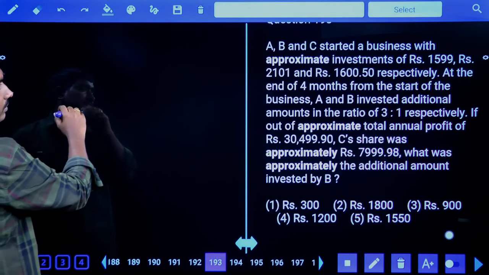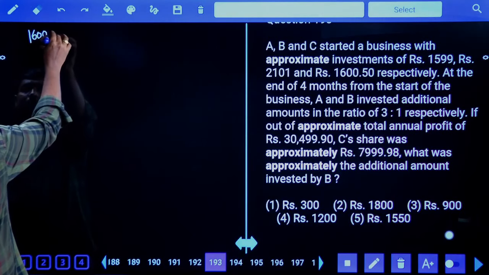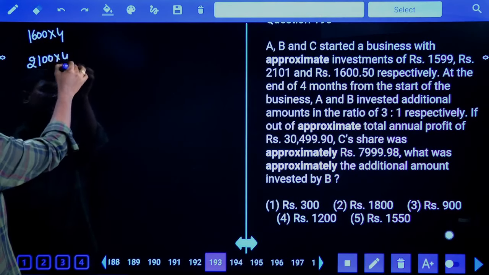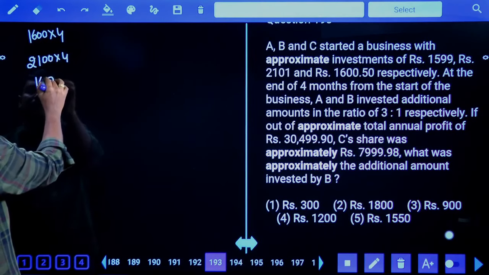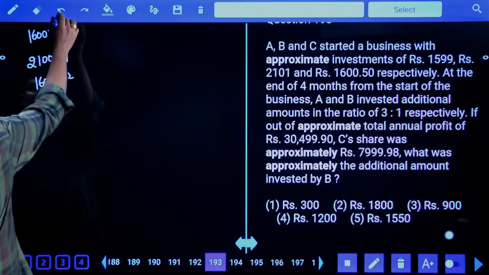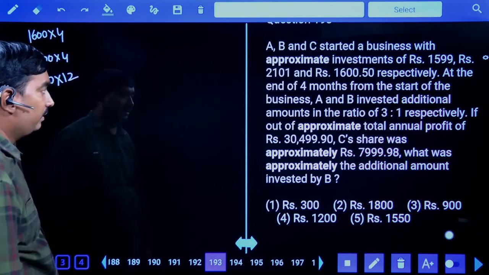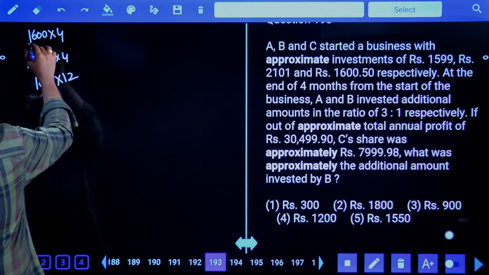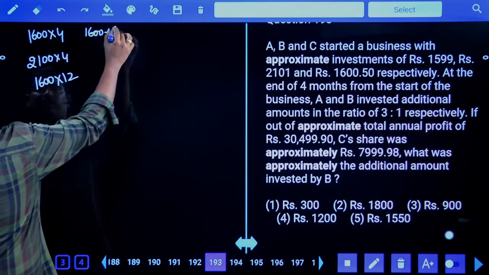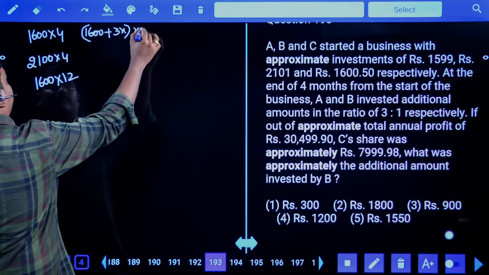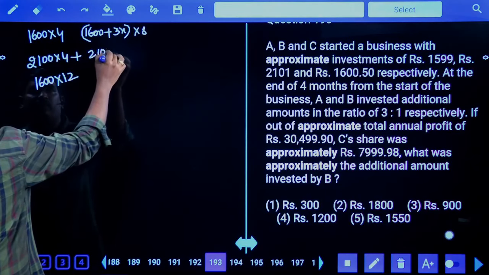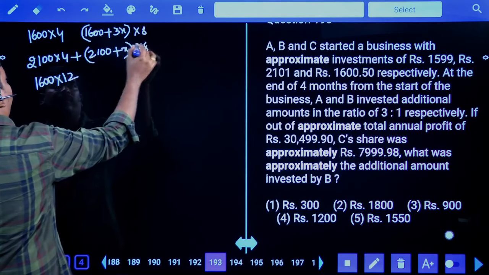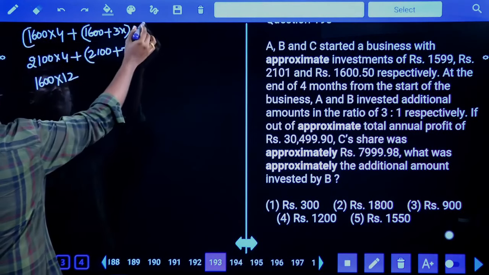A started with 1600 up to 4 months. B 2100 up to 4 months. C 1600 for 12 months, from beginning to end, because in the middle A and B invested additional amounts in the ratio of 3:1 respectively. Already A has 1600, additionally 3x rupees for the remaining 8 months. Already B has 2100, additionally x rupees for the remaining 8 months. This is total A, total B, total C.